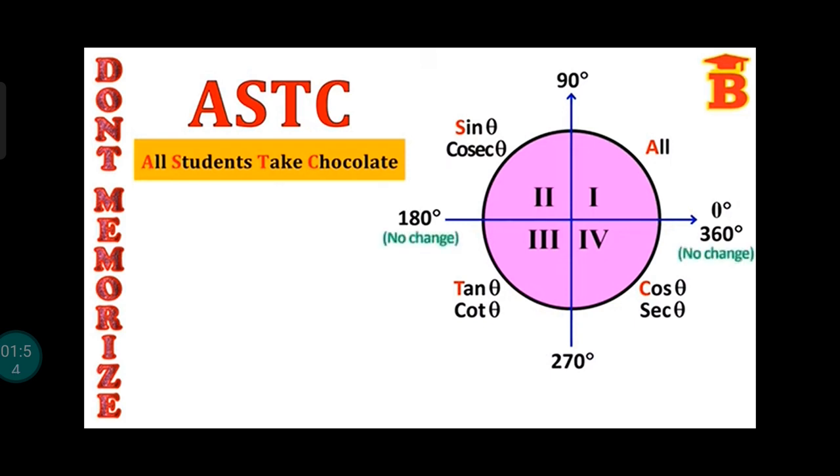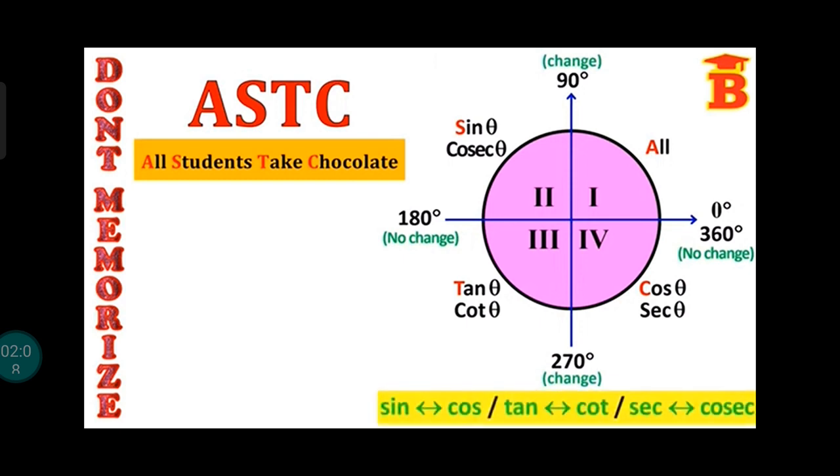For the horizontal line 0 degree, 180 degree and 360 degree there is no change. For 90 degree and 270 degree there is a change. Change means sine is changed as cos and cos is changed as sine. Similarly tan and cot are interchanged and secant and cosecant are interchanged. So for horizontal line there is no change. Only for the vertical line there is a change. Vertical line means 90 degree and 270 degree.